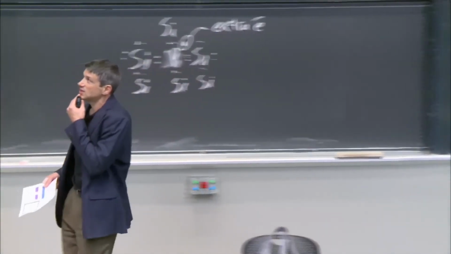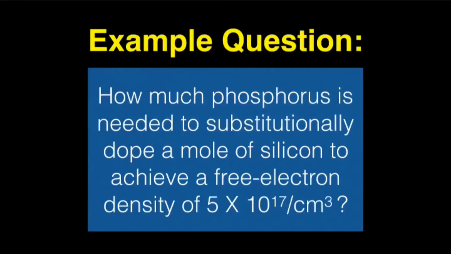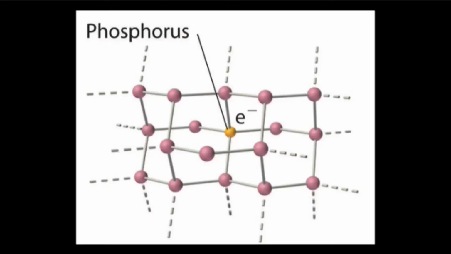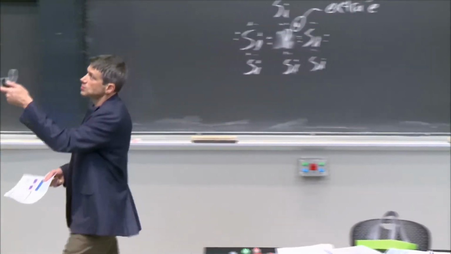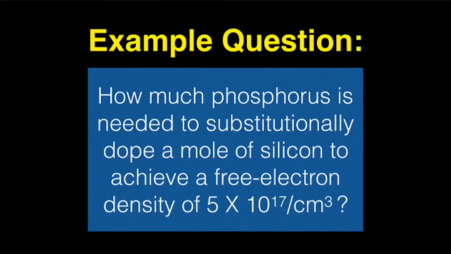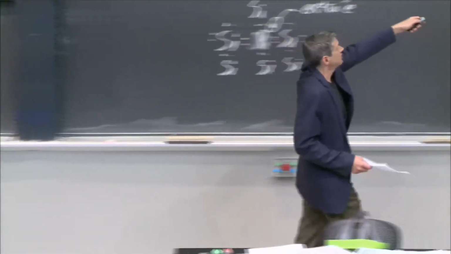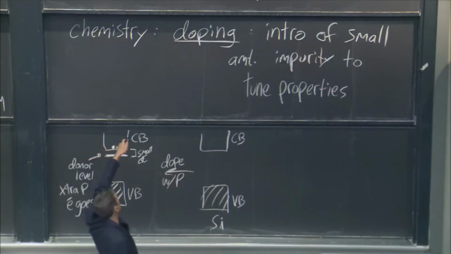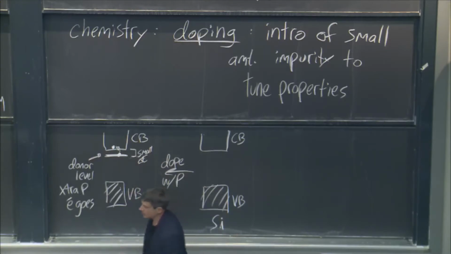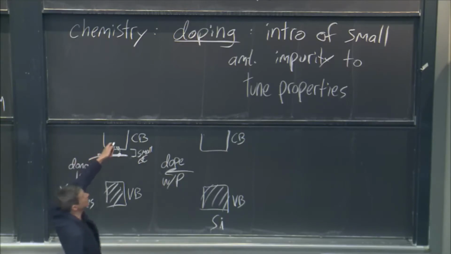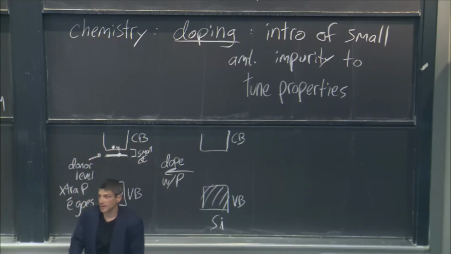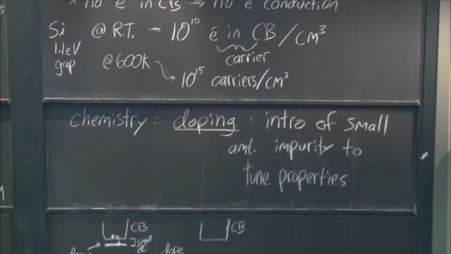And so you could ask questions like this, right? How much phosphorus do you need to substitutionally dope a mole of silicon and get a free electron density of 5 times 10 to the 17th? Substitution meant just what it was: I took a silicon atom and I substituted it. That's substitutional doping. I'm going big here because look, temperature, maybe I'm willing to run my semiconductor in a really hot room, my phone at 600 Kelvin. I'm still only at 10 to the 15th. I want 10 to the 17th now. How much phosphorus do I need? Well, you can solve that problem.